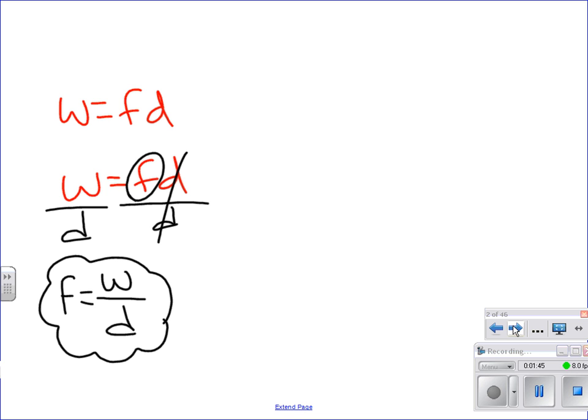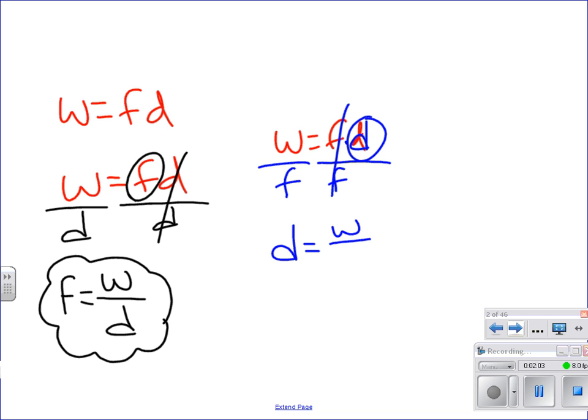And again, if work equals force times distance, I love them when they're linear. It's so much easier. And I want to solve for distance. Sorry, that's a sloppy d. Divide by the force. Since they were multiplied in the formula, you do the opposite to get rid of it. That'll get rid of your F. Anything you do to one side, you do to the other. So distance is work divided by force.